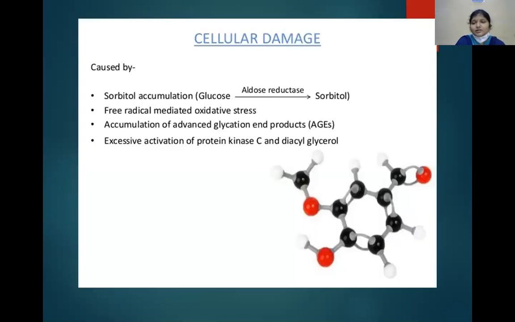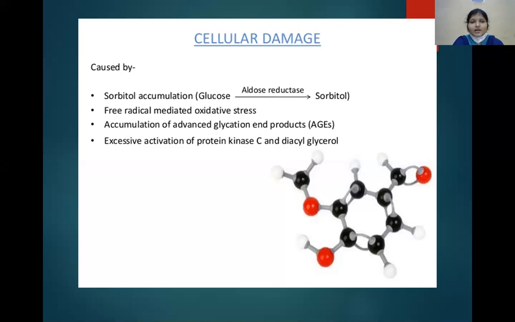So what is the cellular damage? The capillaries are damaged because of accumulation of sorbitol. Why does sorbitol get accumulated? Because there is increase in the amount of glucose by aldose reductase mediated glycolysis. The glucose is converted into sorbitol, and this leads to increase in the osmotic gradient, and osmosis occurs, leading to cellular damage.